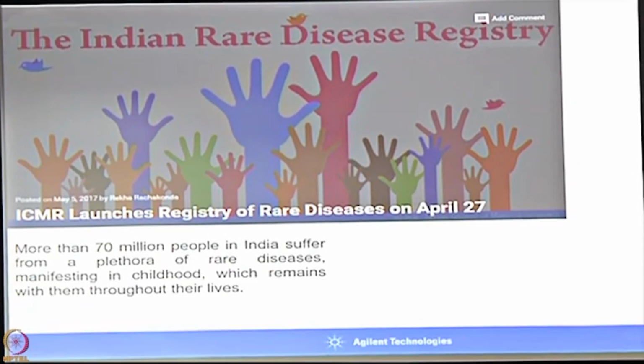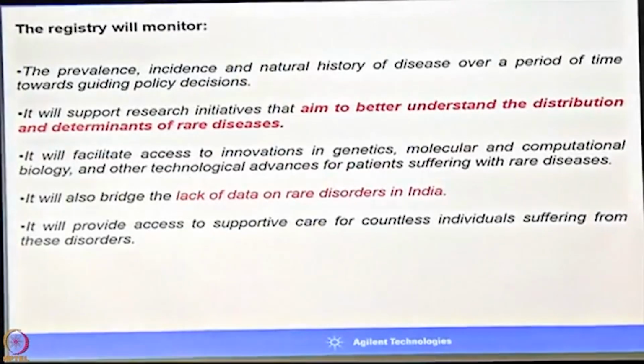So in April 2017, they launched this project, and these are the key objectives of this ICMR registry. Its main objective is to understand what the problem of rare disease is, what the causation of that is, and how this data can be utilized for the treatment of the rare disease. So these are the two main objectives of the ICMR, and it was launched, and I think it's available for grant application also.